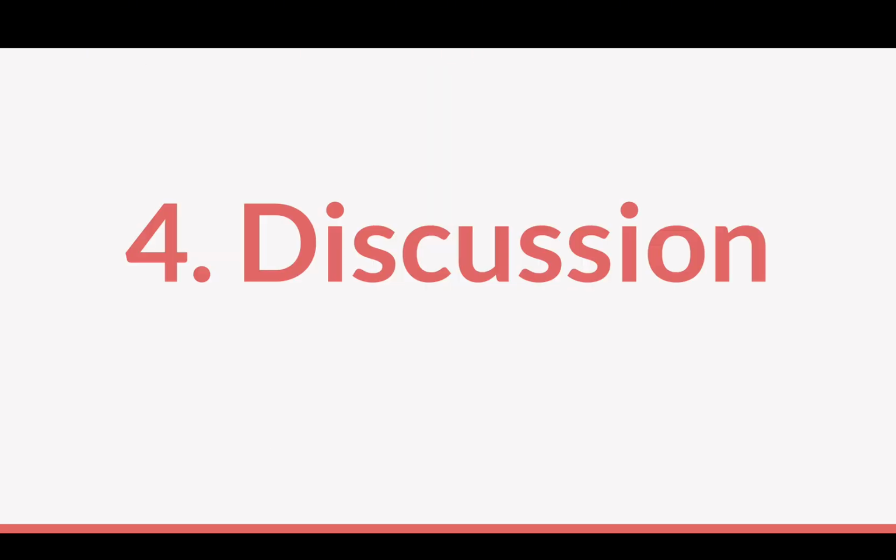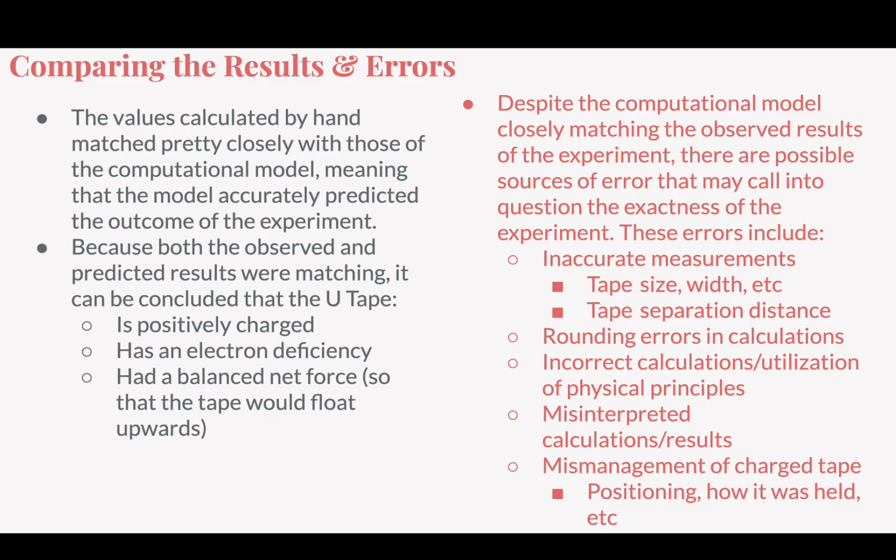Okay, based on the values I calculated by hand and those calculated by the model, they matched up pretty closely. So this means to me that the model accurately predicted the outcome of the experiment. And because both the observed and predicted results were matching, it can be concluded that the U-tape is in fact positively charged, has an electron deficiency, and had a balanced net force, so that the tape would float upwards.